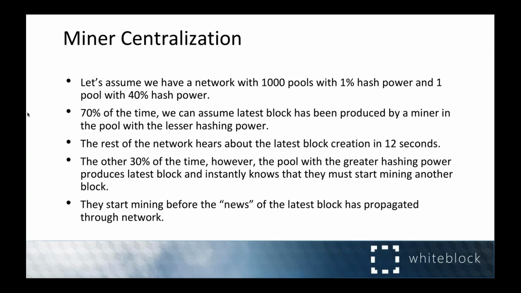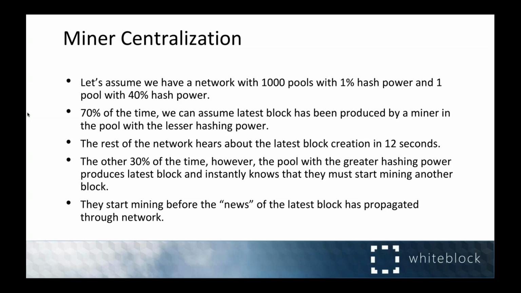So since it's a gossip protocol, the propagation of that news that a new block is being created within the network is slow, because I'm telling the guy next to me, who is telling the guy next to him. It's kind of like that game when you're a kid and you whisper in someone's ear and then they pass it on. I think it's called telephone or something like that.